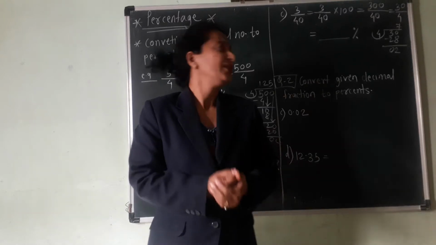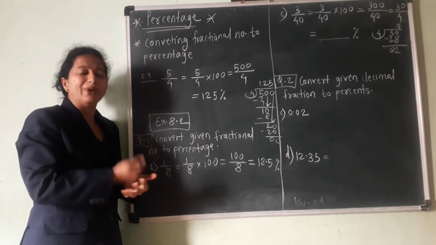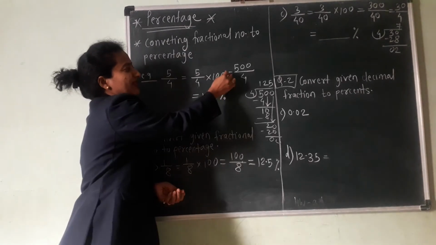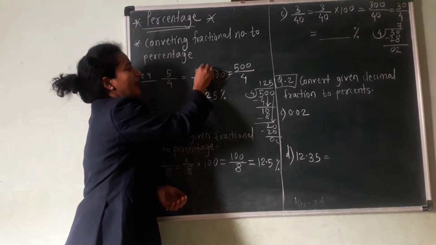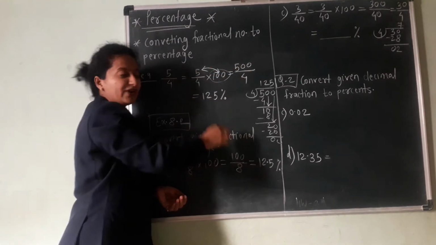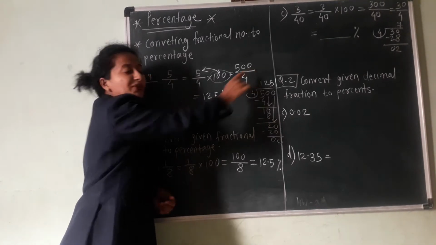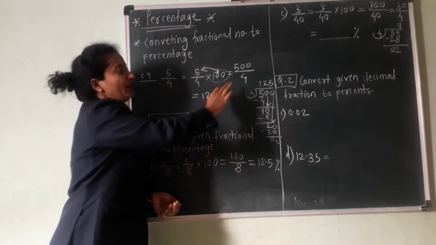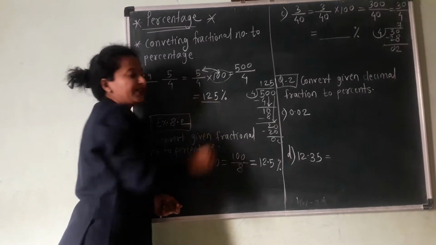So simple. See, this is the fraction. 5 upon 4 is a fraction, right? While converting a fraction into a percentage, you just have to multiply by what? 100. So 100 multiplied by 5 will be 500. The denominator or divisor stays as it is, so it's 500 upon 4. When you divide 500 by 4, you will get the answer 125.